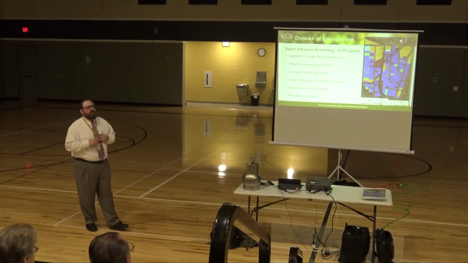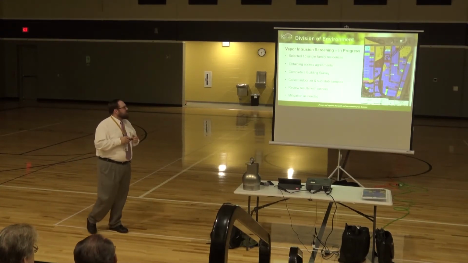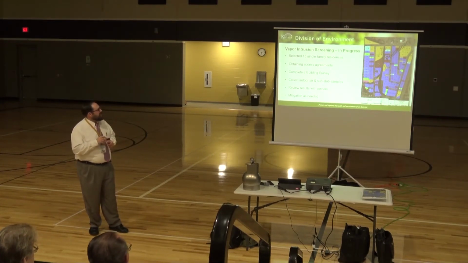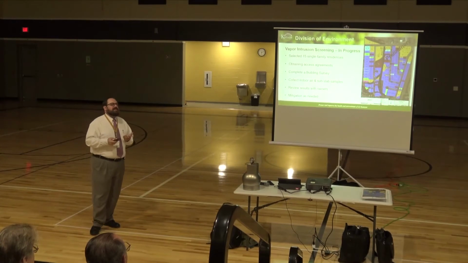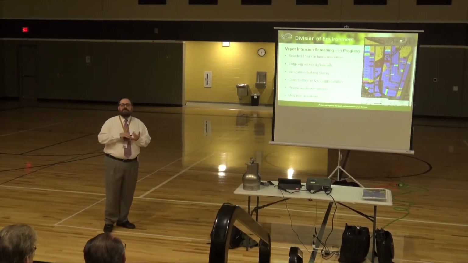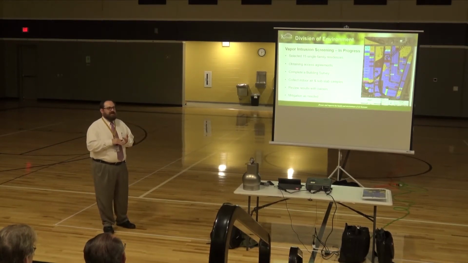Because of that, we're working with a consultant to develop a vapor intrusion assessment. We've identified 15 residences. This is that area generally southeast of the dry cleaner, between the dry cleaner and the railroad tracks. And those residences are selected to be representative of the construction styles in the area. We're going to have some that are basements, some that are slab on grade, some that are crawl spaces.